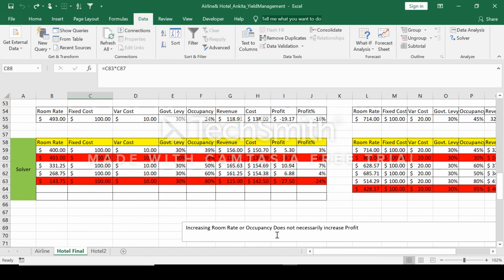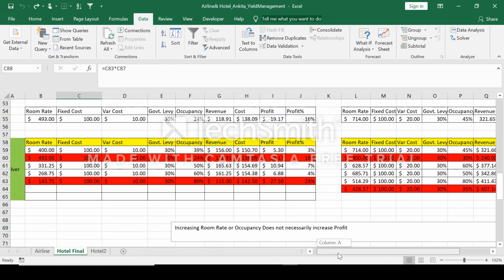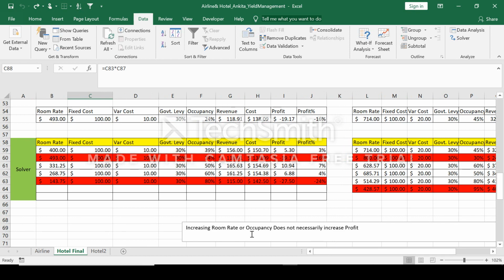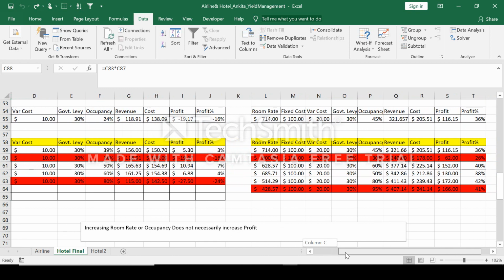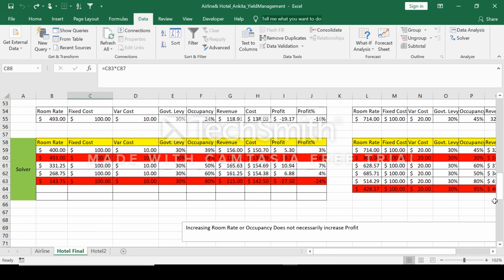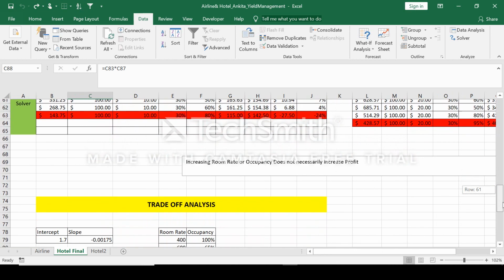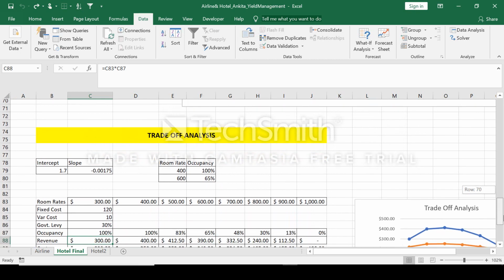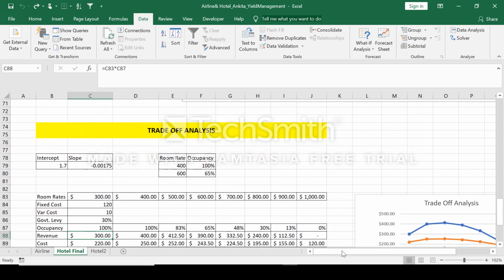Now we have seen that increasing room rate or occupancy does not necessarily increase profit. So we need to find a trade-off between the room rate and the occupancy so that we get the maximum revenue. So we move ahead and do the trade-off analysis. For scenario 2, we do the trade-off analysis.